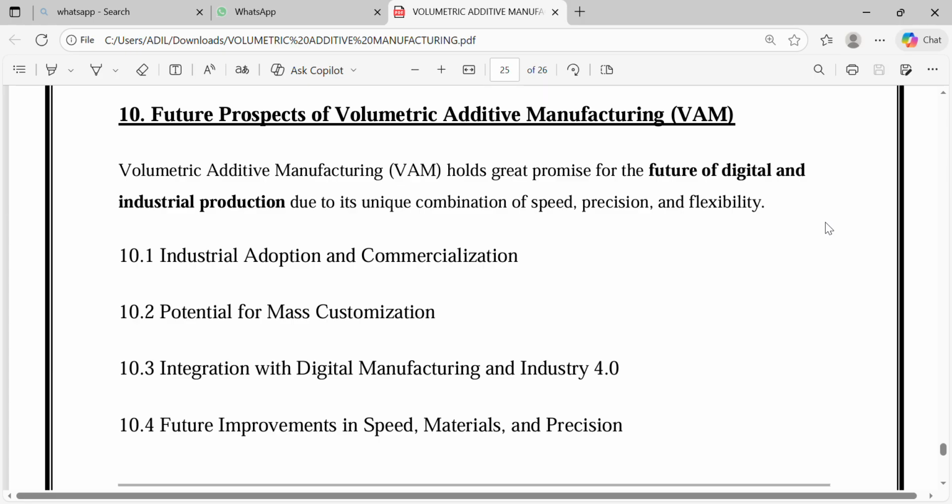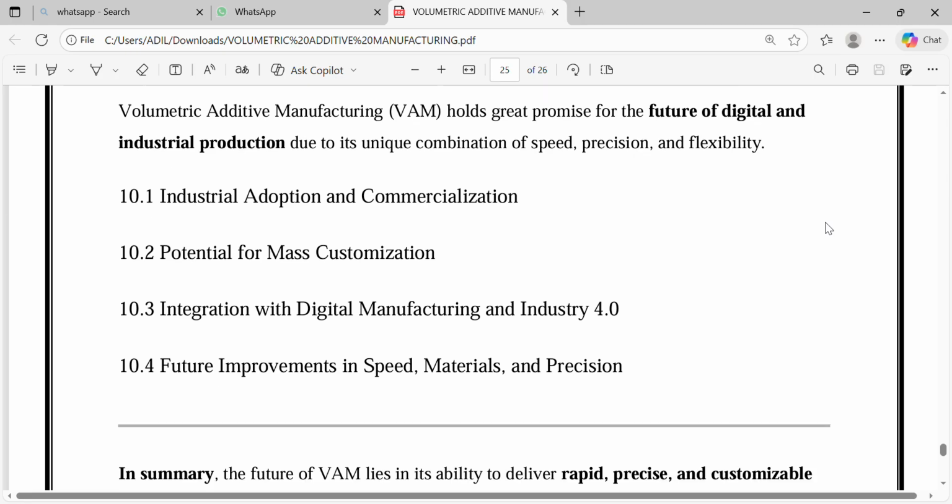processes. Fourth future prospect is the future improvements in speed, materials, and precision. This section might cover anticipated advancements in VAM technology, focusing on improvements in speed, the range of materials that can be used, and the precision of the manufacturing. Enhancement in these areas could further boost VAM's applicability and efficiency in material production. These are four future prospects of volumetric additive manufacturing.